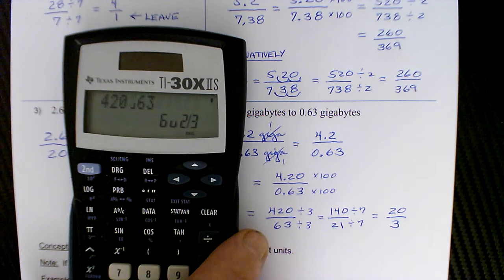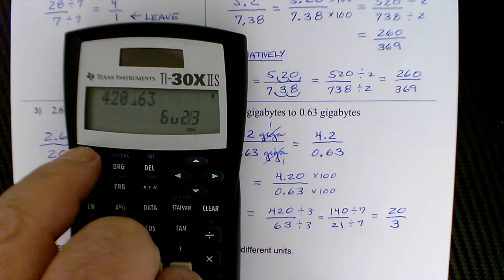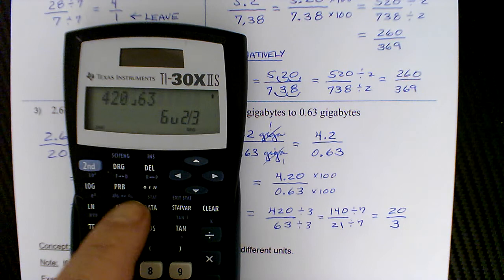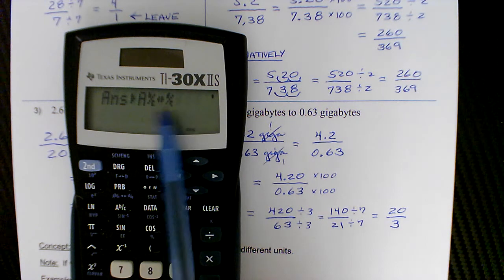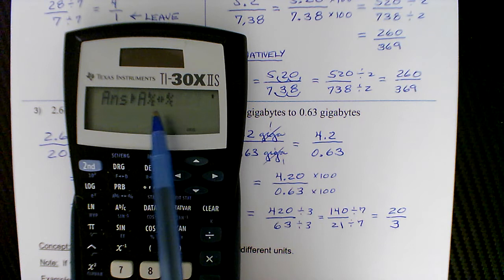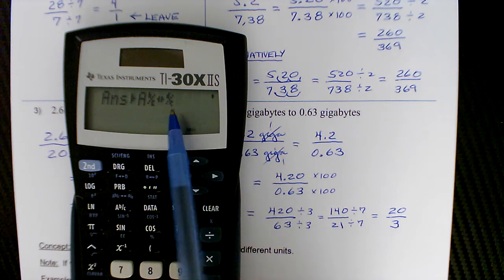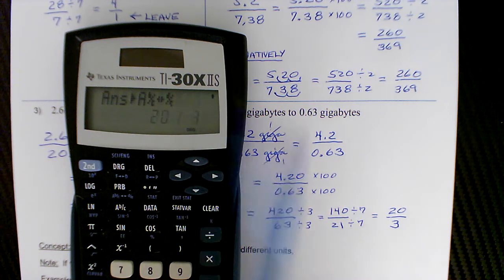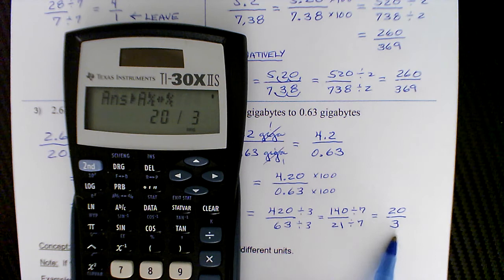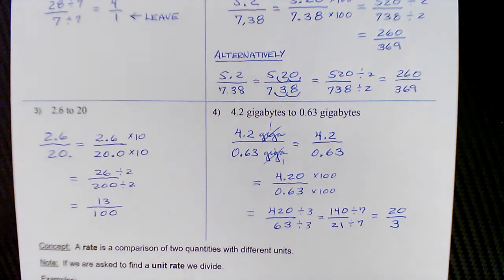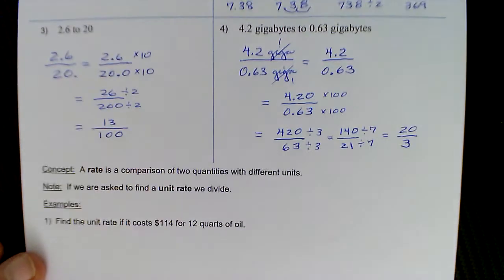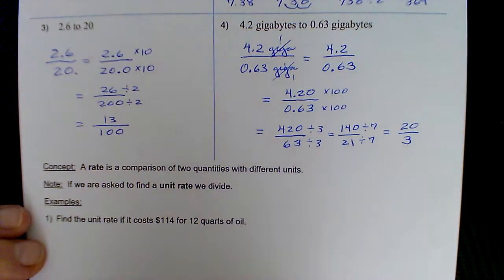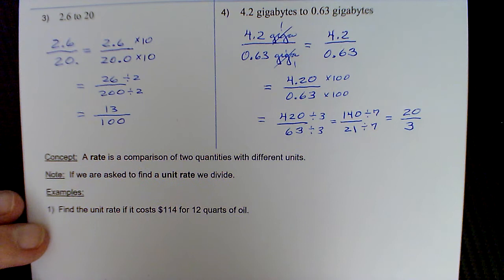So if I want to get to the blue part, I hit second function first, and then that fraction key again. Notice how it's telling me what I'm doing. I'm going back and forth between mixed number and improper fraction, and then just hit enter, and it gives us the 20/3 as we know. Okay, so use your calculator to your advantage, and definitely worth the $10, $12, whatever it cost for that.